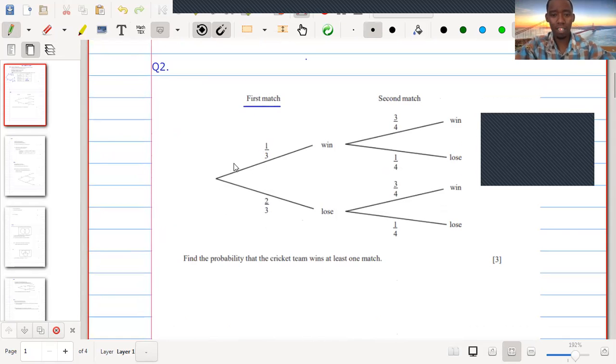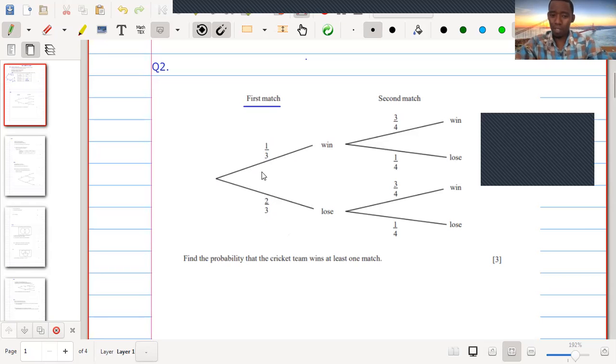Win the first match, for winning it's 1/3, and for losing you can see 2/3. If you are looking for what's missing, they must add up to 1 for each branch. Like here, this one and this one must add up to 1. Keep this in mind. Don't forget that. This branch and this branch must add up to 1.